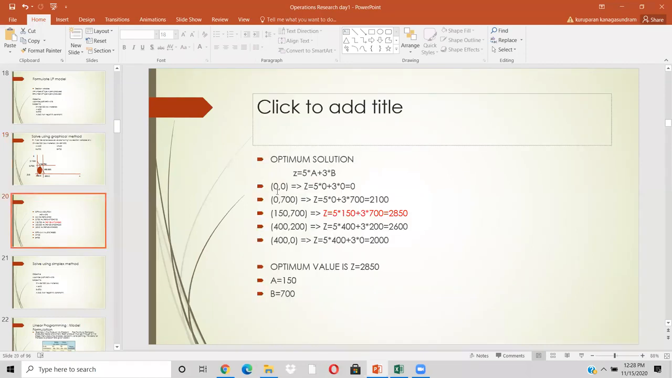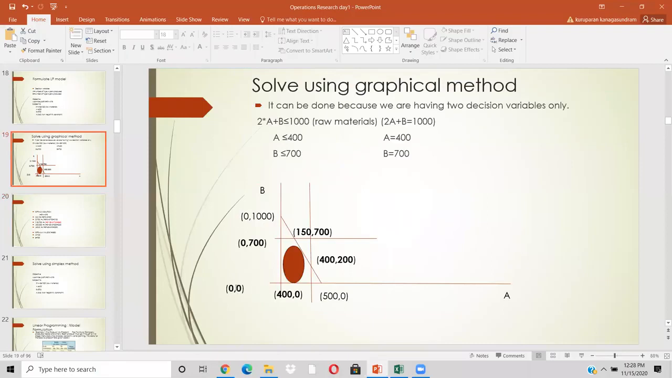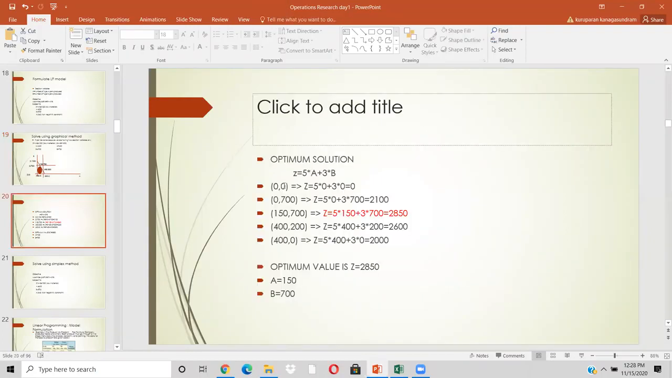So I will write it here. Here 0, 0. What does it mean? A and B are equal to 0. In this point, A is equal to 400 and B is equal to 0. Similarly, here A is equal to 400 and B is equal to 200. Similarly, A is equal to 150 and B is equal to 700. Similarly, A is equal to 0 and B is equal to 700. So I am taking those extreme points. We call this the corner point method or extreme point method.